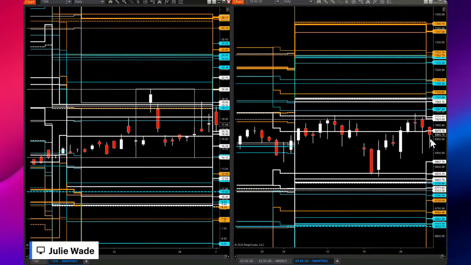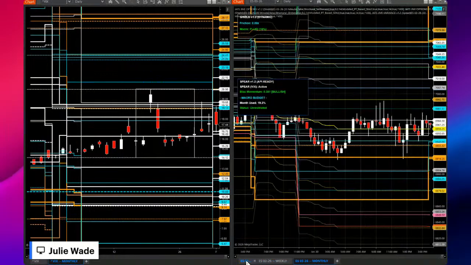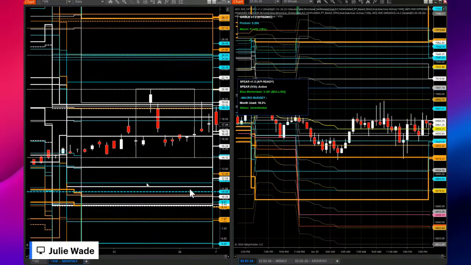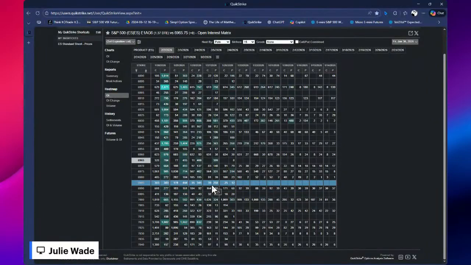Right here. So we may gap over it. It may gap down. You know, we don't know what's going to happen on the open. It could be muted, or it could be quiet. At 7,000, the calls are much more prevalent than the puts. So I would be looking to see some upside action.